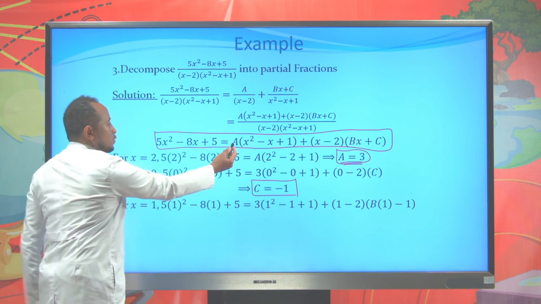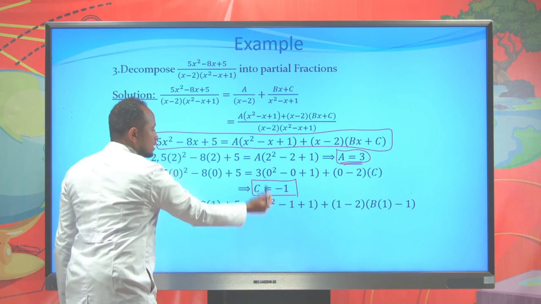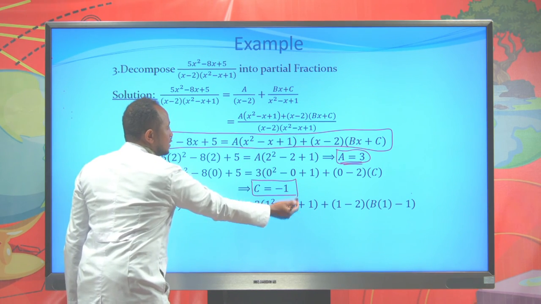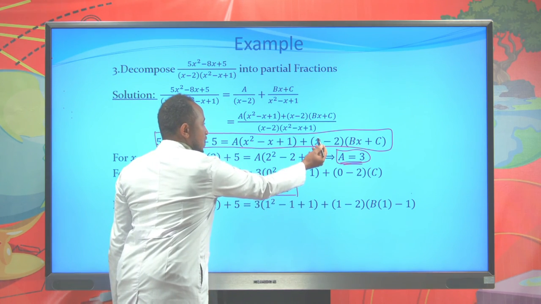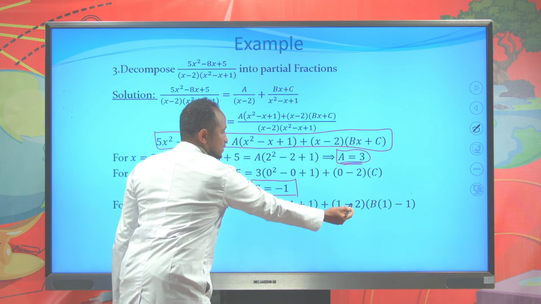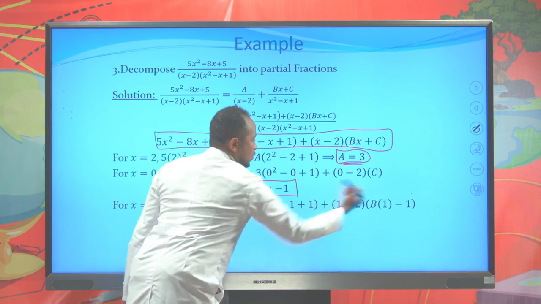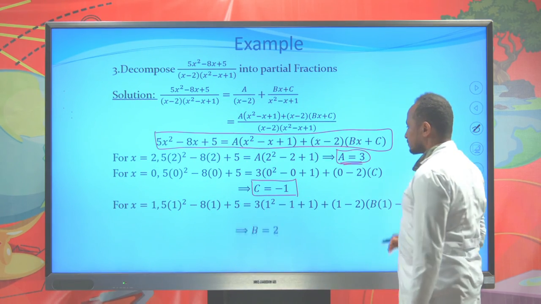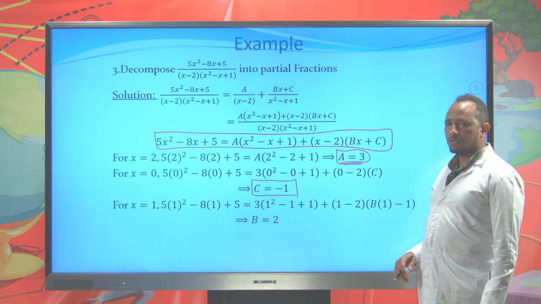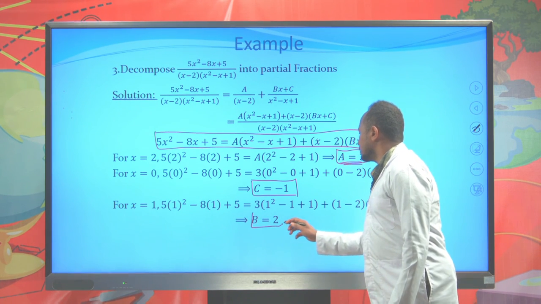We have found a is 3. So, put 3 times 1 squared minus 1 plus 1, plus, here we have 1 in place of x, 1 minus 2, times b times 1 minus 1. Solving this expression for b, you'll have b is 2.